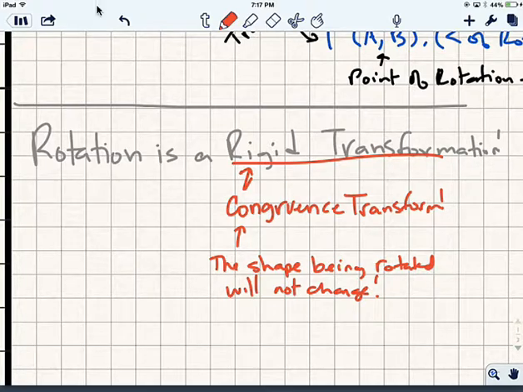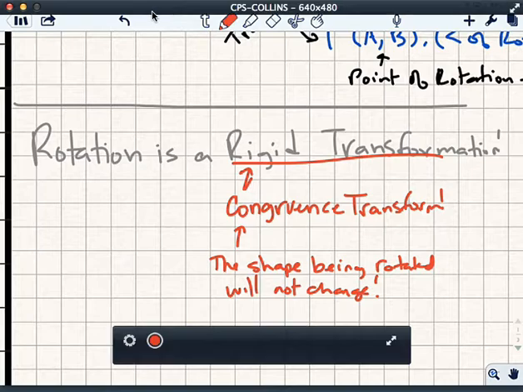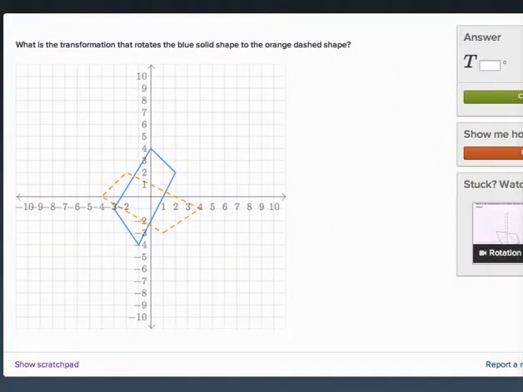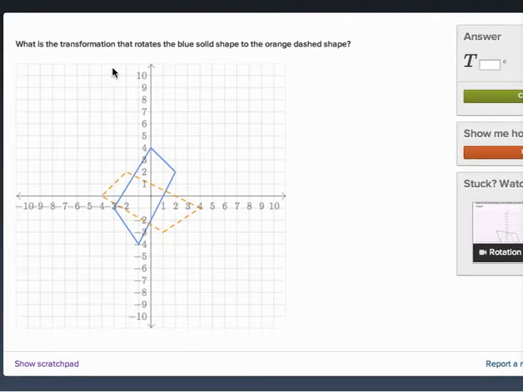Let's look at some examples, and you probably want to put these into your notes in some way. That's what I would do if I were you. Your notes aren't complete unless they have everything you need, right? So this is asking us to identify the transformation, and you just have the angle that rotates a blue solid shape onto the orange shape.